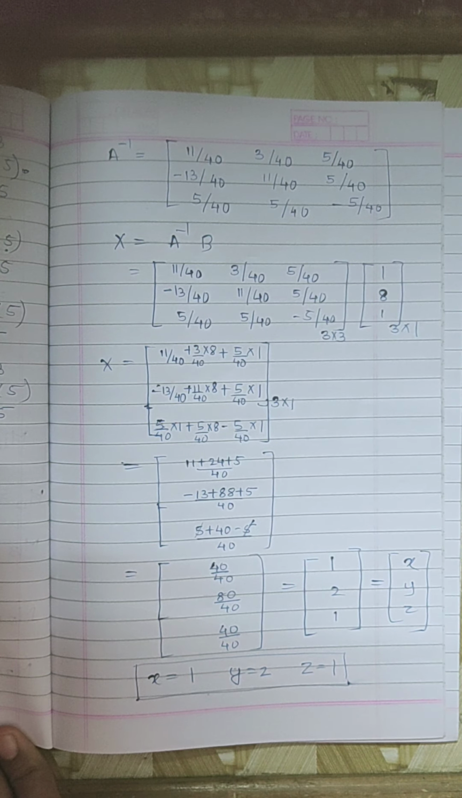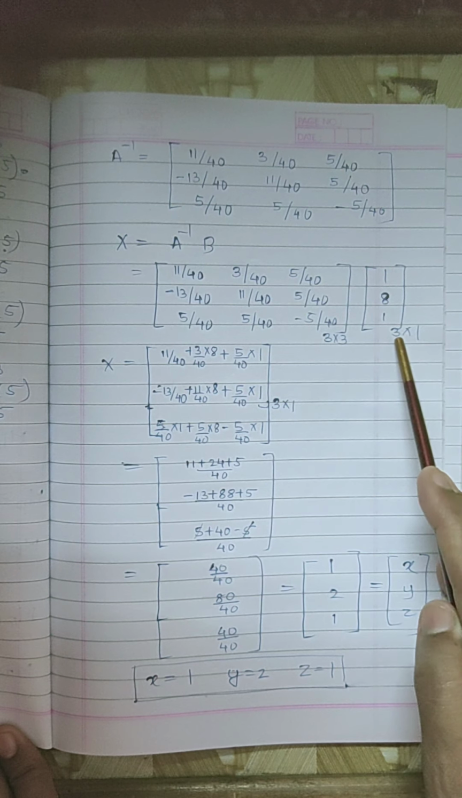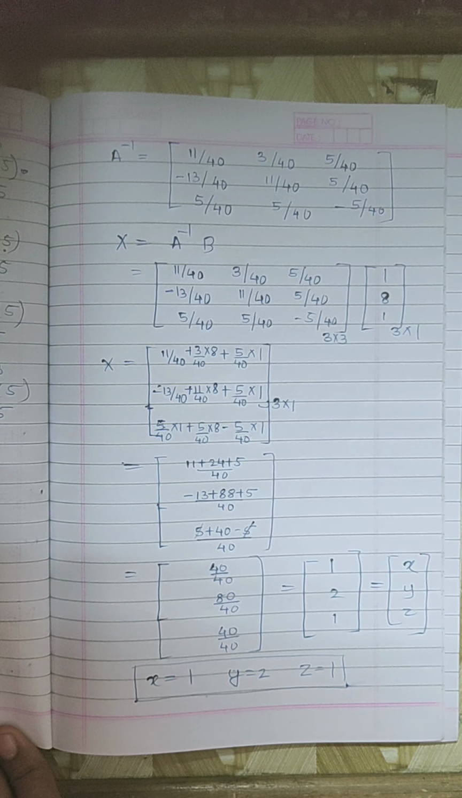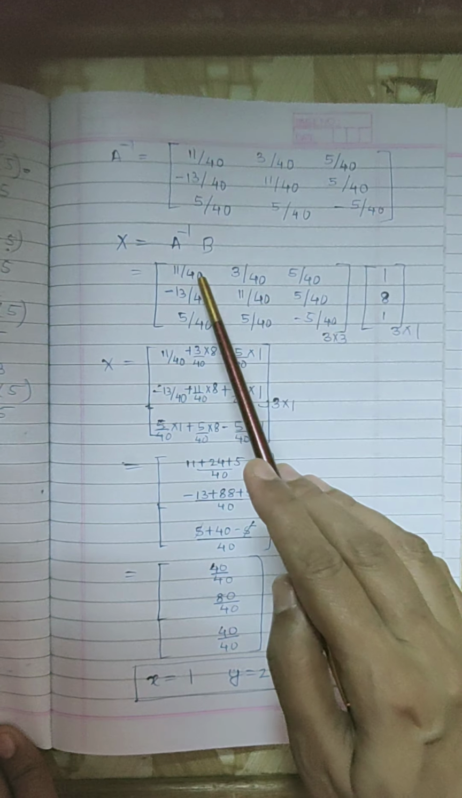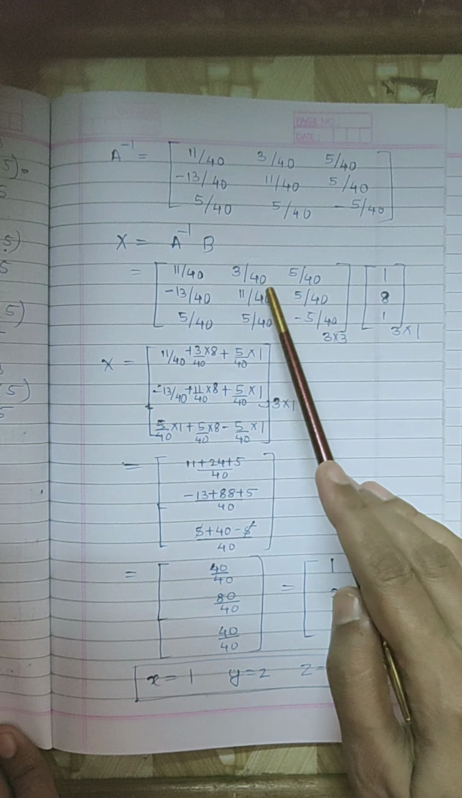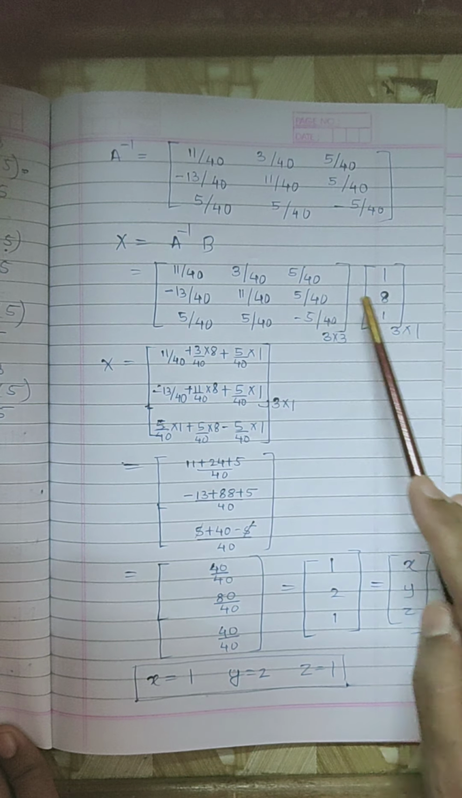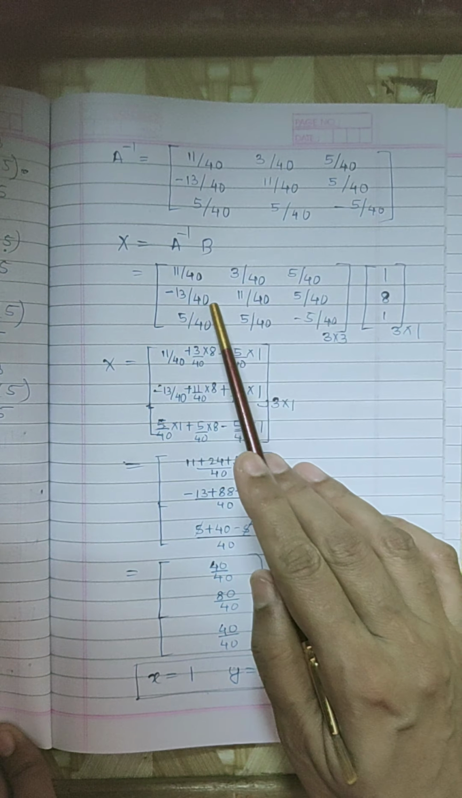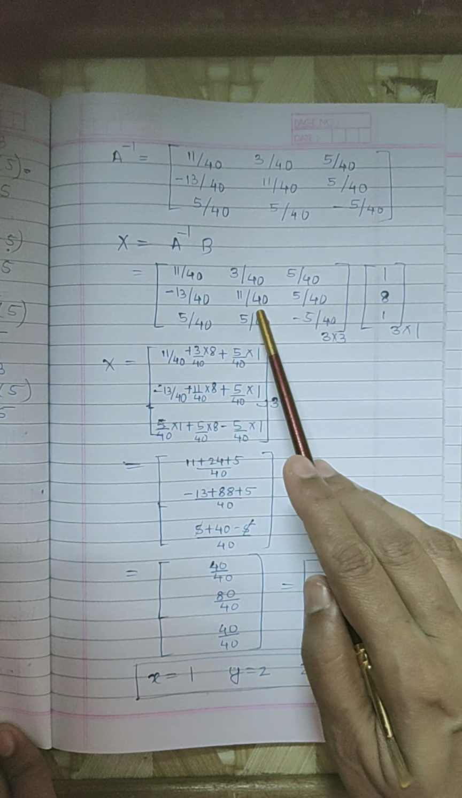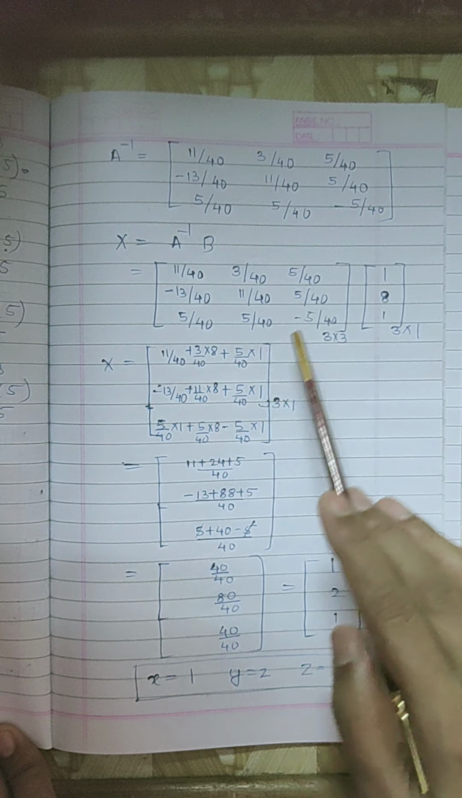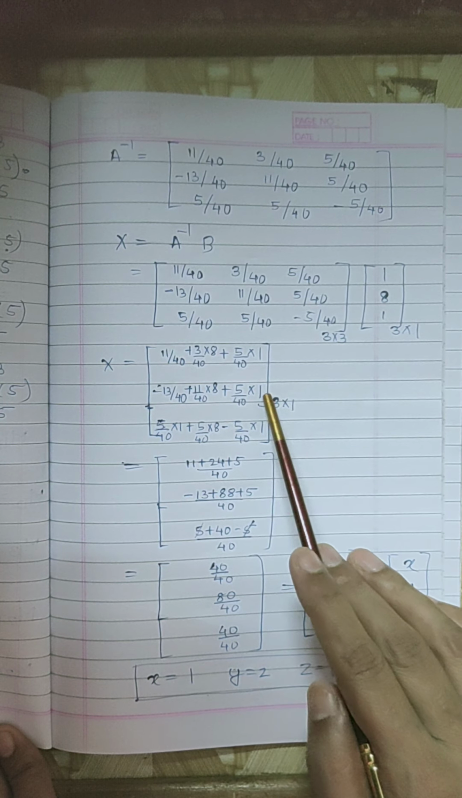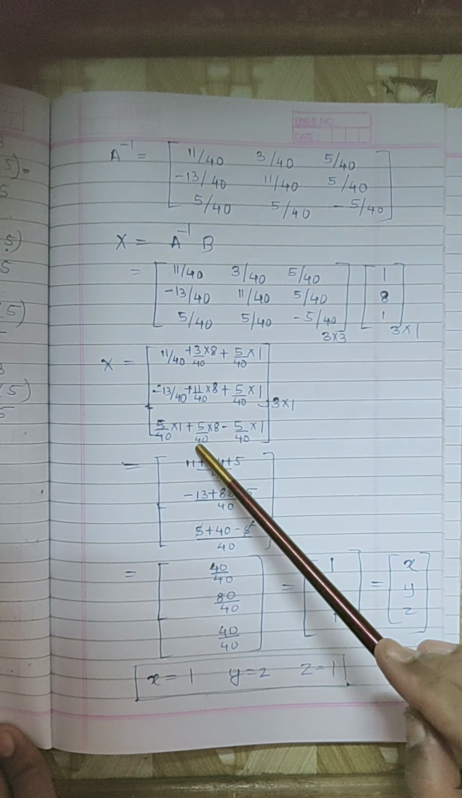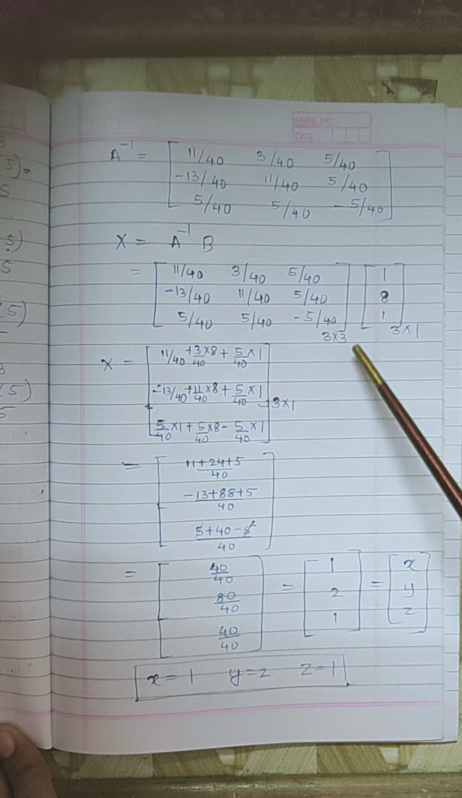So see here, row into column, row into column and row into column. How will you do it? 11 upon 40 into 1, 3 upon 40 into 8 and 5 upon 40 into 1. That will become the first row. Then minus 30 upon 40 into 1 plus 11 upon 40 into 8 and 5 upon 40 into 1. Then the third row: 5 upon 40 into 1, 5 upon 40 into 8 and minus 5 upon 40 into 1.